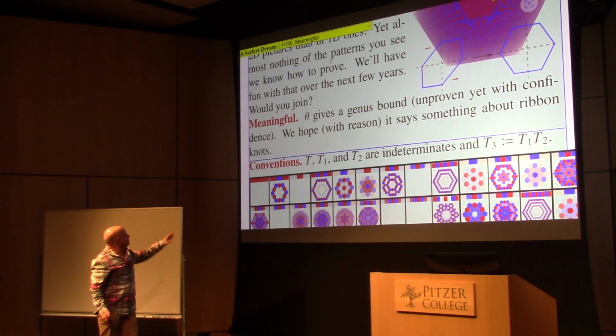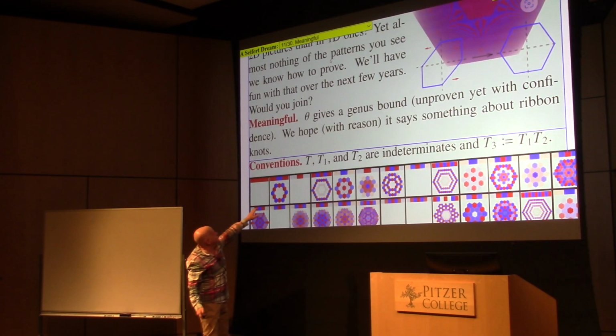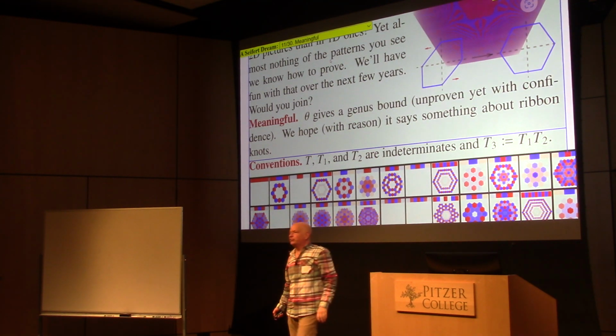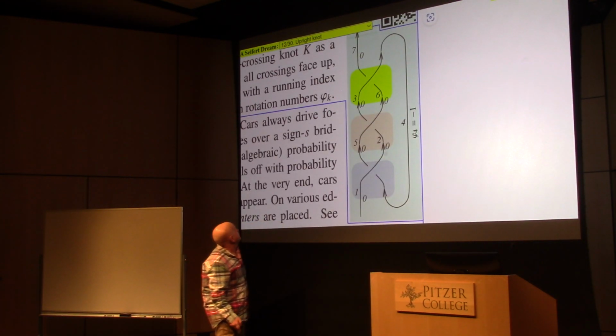Okay? So first of all, conventions: T, T1, and T2 are indeterminates, just variables. And T3 is defined to be the product of T1 and T2.